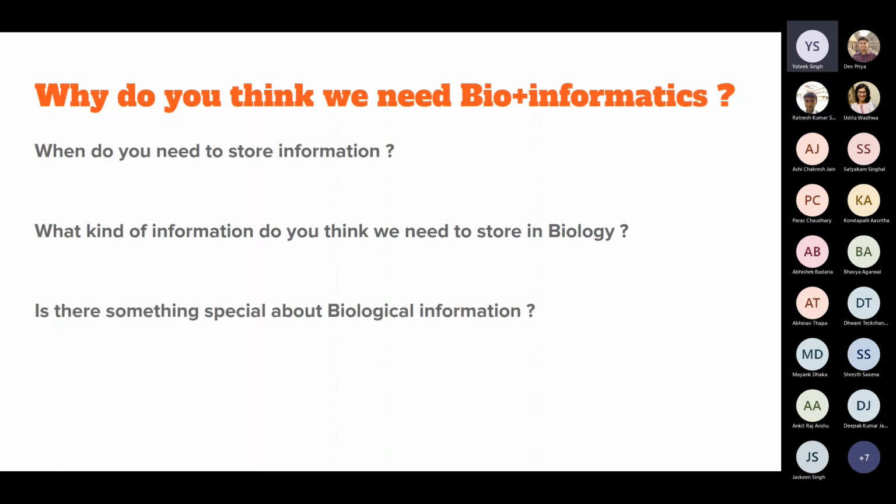Yes, Ratnesh. Sir, I'm saying that computational biology is somewhat related to systems biology. Is it that like? Systems biology is something completely different. Ratnesh, I can answer that question after the class.